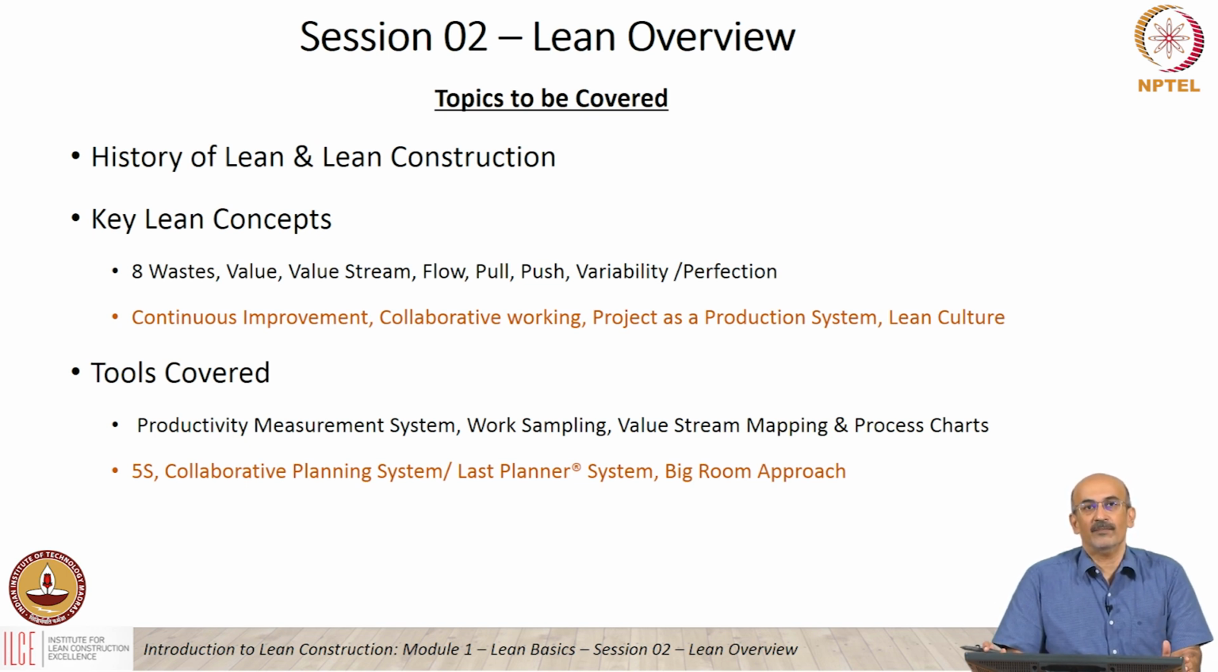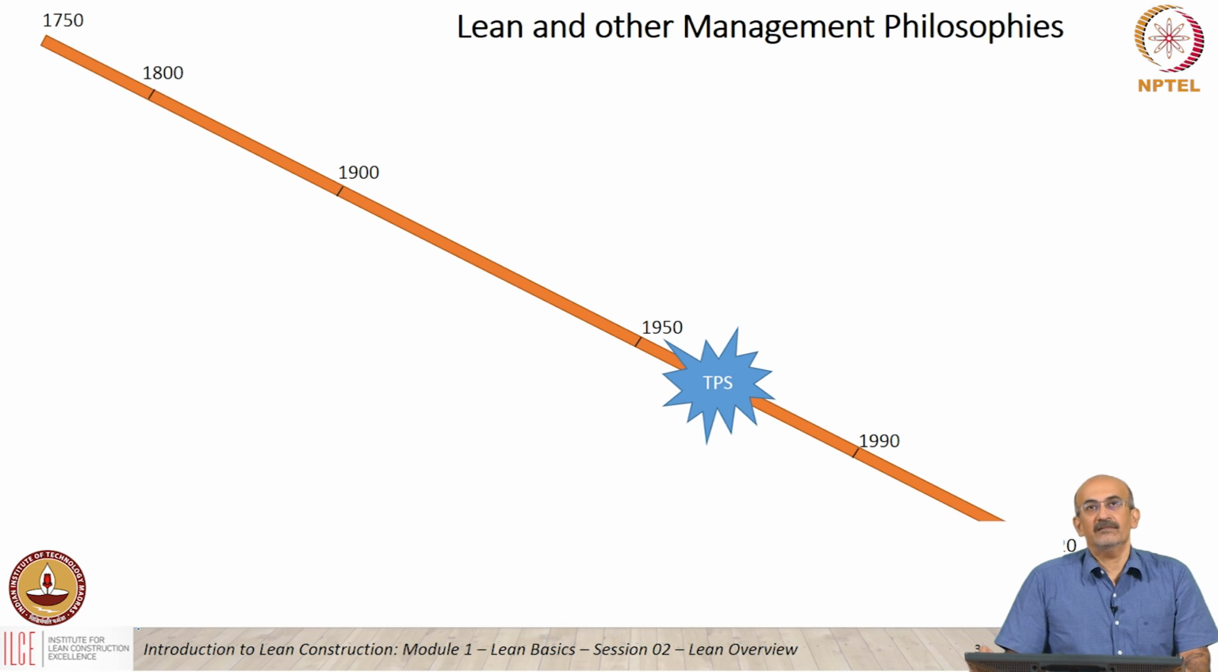Lean construction requirements. We will then go on to the tools which we will cover in this module. I will cover the tools of productivity measurement systems, work sampling, value stream mapping and process charts. Professor Raghavan will give you an overview of 5S, collaborative planning or the Last Planner System and the big room approach.